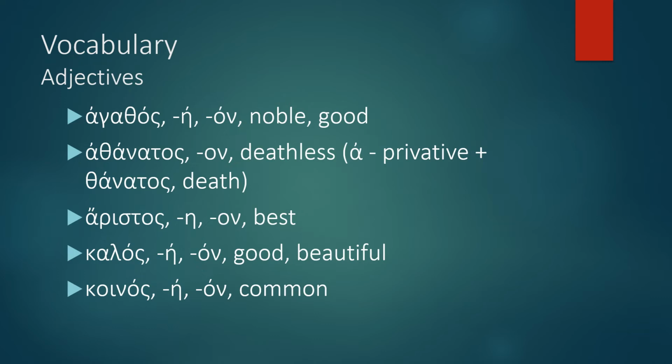Next, aristos, ariste, ariston, which means the best, or just best. Kalos, kale, kalon. This also means good, but good in a slightly different sense than agathos. This means good as in beautiful or handsome. And we have koinos, koine, koinon, common. You've heard of Koine Greek probably, common Greek.